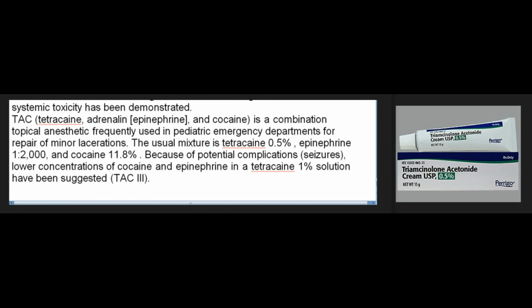TAC, tetracaine, adrenaline (epinephrine), and cocaine, is a combination topical anesthetic frequently used in pediatric emergency departments for repair of minor lacerations. The usual mixture is tetracaine 0.5%, epinephrine 1:2,000, and cocaine 11.8%. Because of potential complications, such as seizures, lower concentrations of cocaine and epinephrine in a tetracaine 1% solution have been suggested. TAC 3.